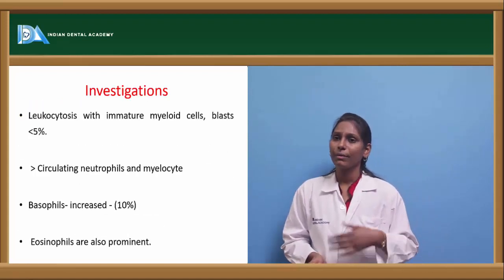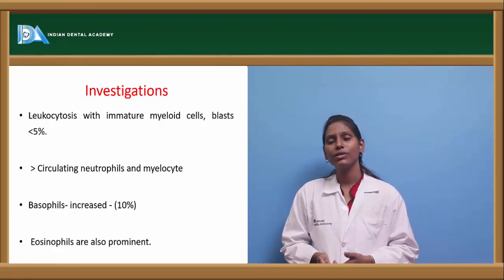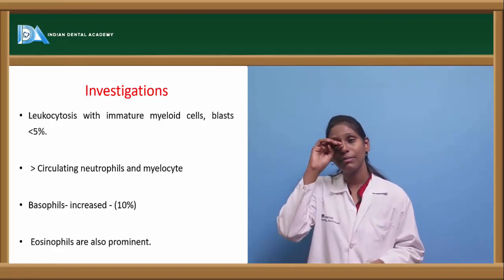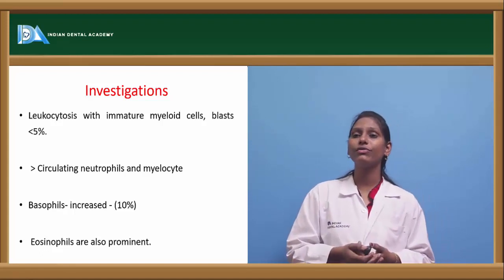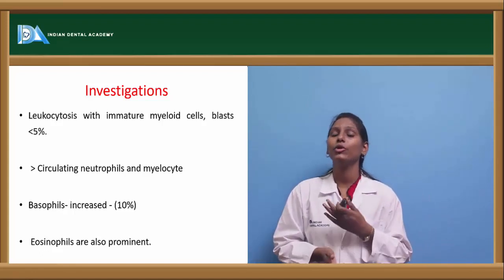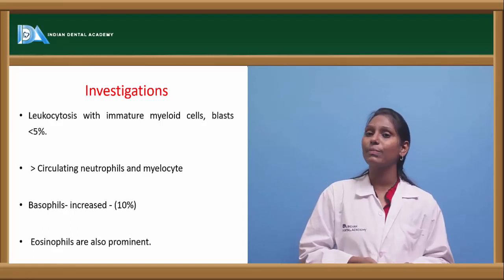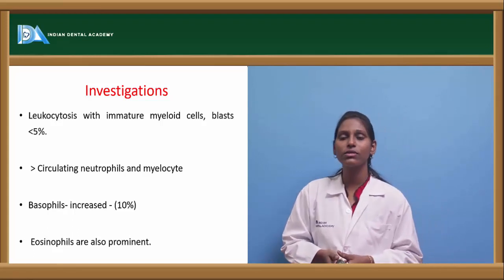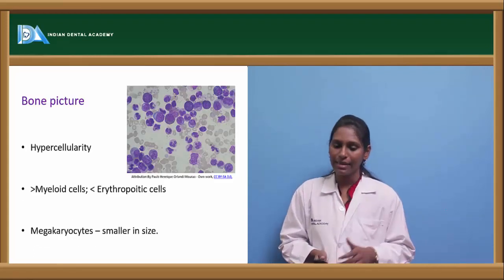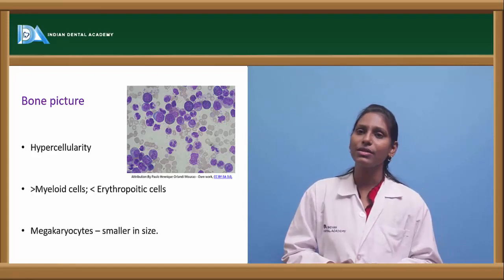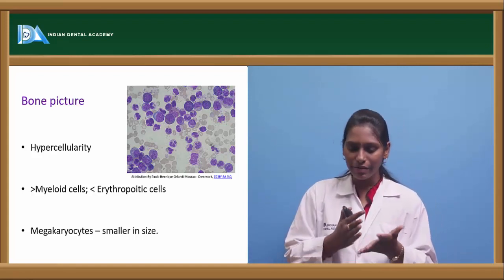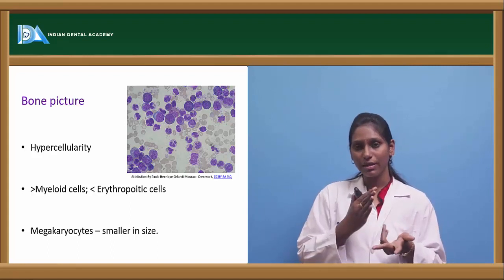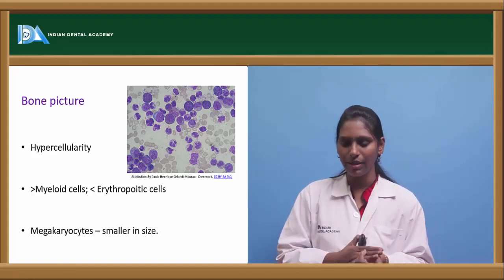Now, coming back to investigations, usually leukocytosis with immature myeloid cells is present, and blast cells are usually in less than 5% of cases, and circulating neutrophils and myelocytes can also be seen. In about 10% of cases, we see increased basophils, and eosinophils are also usually seen more predominantly. And in case of chronic leukemia, as I told you, WBCs are usually greater than 1 lakh in number, and we see basophilia, which is again a characteristic feature of CML.